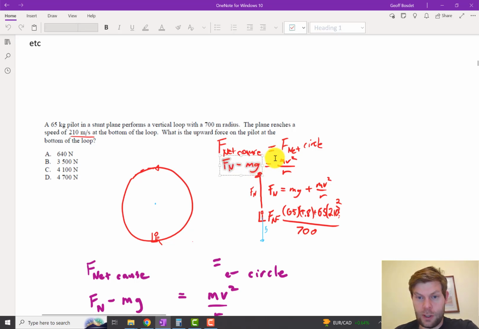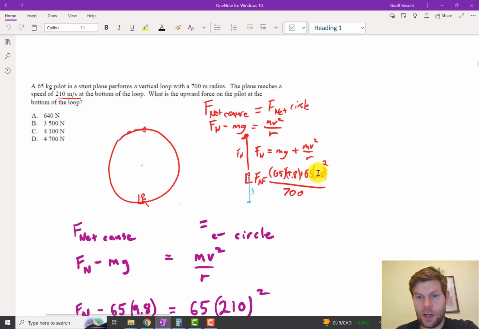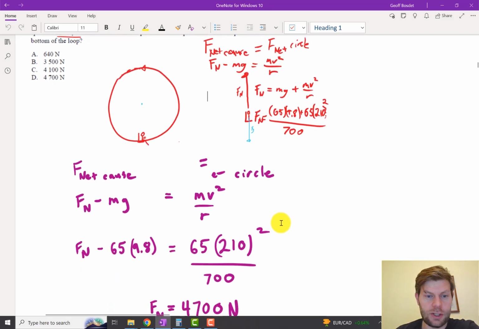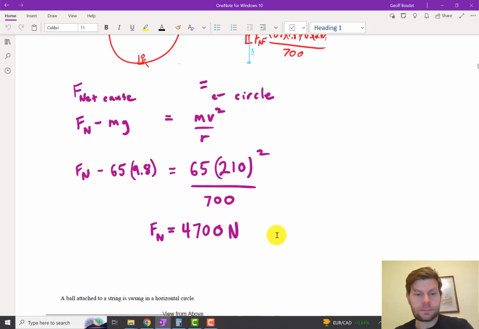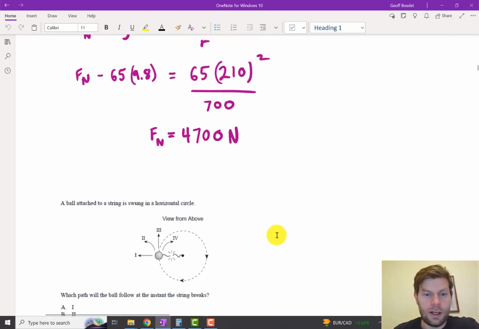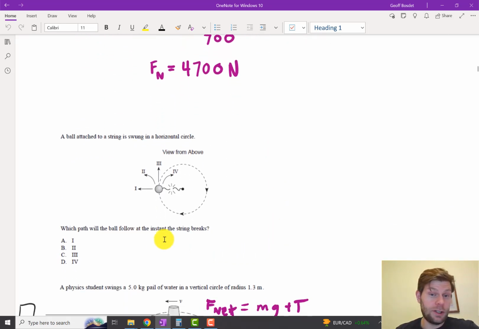equals our formula for net force, because it's moving in a circle like that, involving velocity because we know velocity. And then just plug in your numbers, move stuff around, and you're done. That is the gist. Normal force minus mg equals mv squared over r. Kick this guy to the other side, plug in your calculator, you're done.